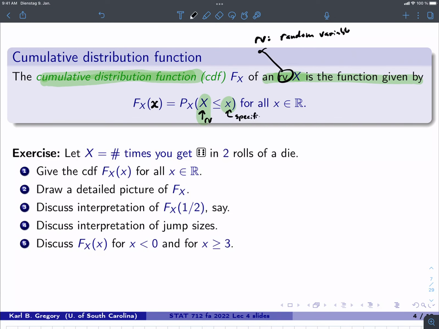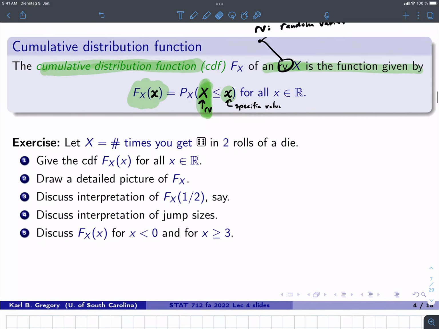So let me emphasize, that's little x, this is big X. Big X is my random variable. It's a function from the sample space to the real numbers. And I have this probability function based on it. And so if I want to get what we call the CDF, I compute the probability that my random variable takes a value less than or equal to little x. And so this defines a function.